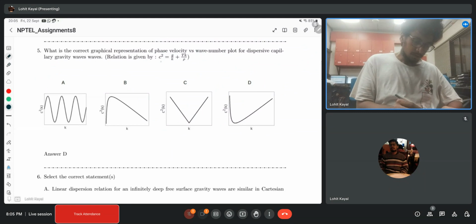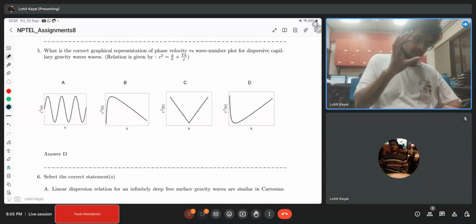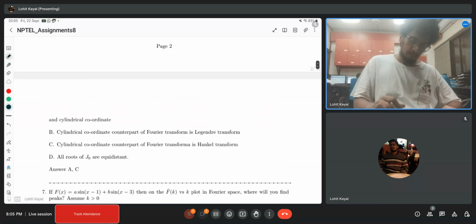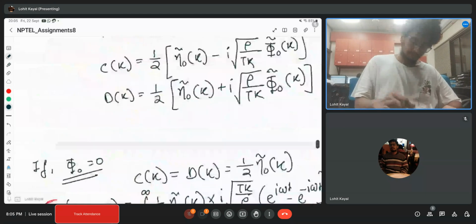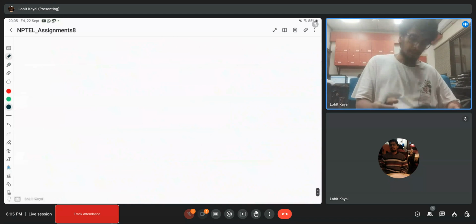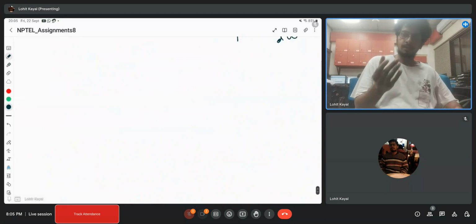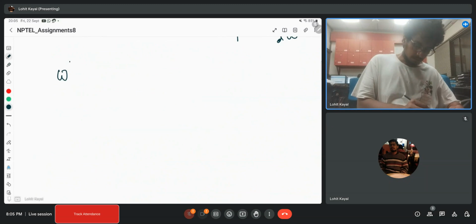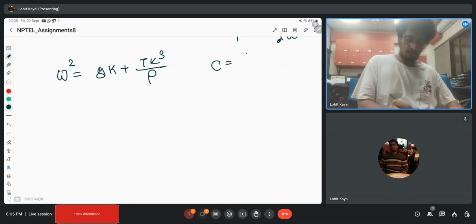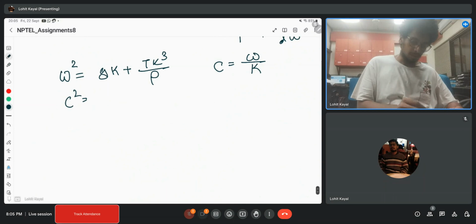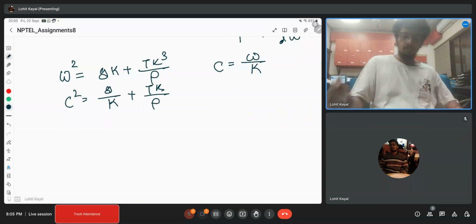Right. So now you need to find what is the graph for c square versus k for the capillary gravity waves. First let me write down the equation for the capillary gravity wave. We have discussed it in the last class. That is omega square is equal to gk plus Tk cubed by rho. Now c equal to omega by k, so c square will be obtained by dividing by k square. It will be g by k plus Tk by rho.